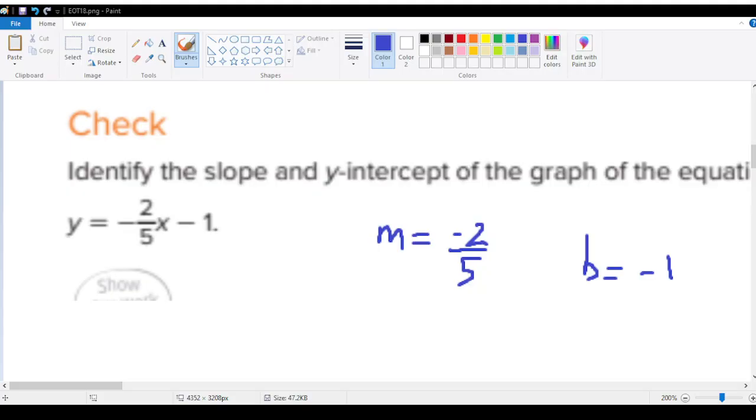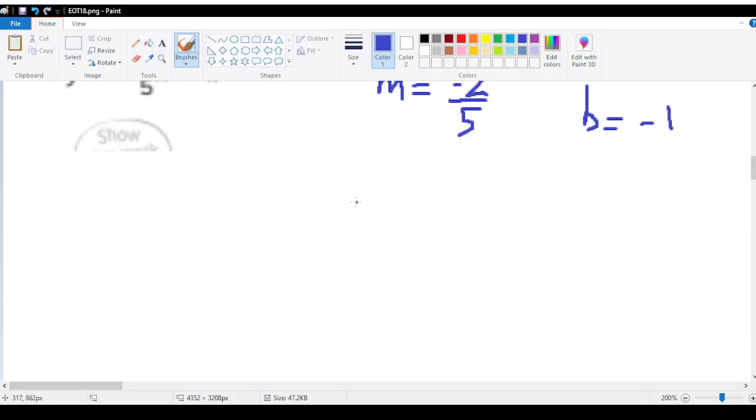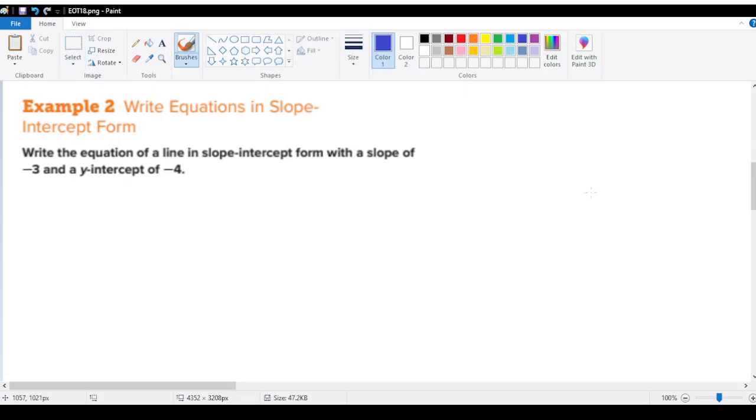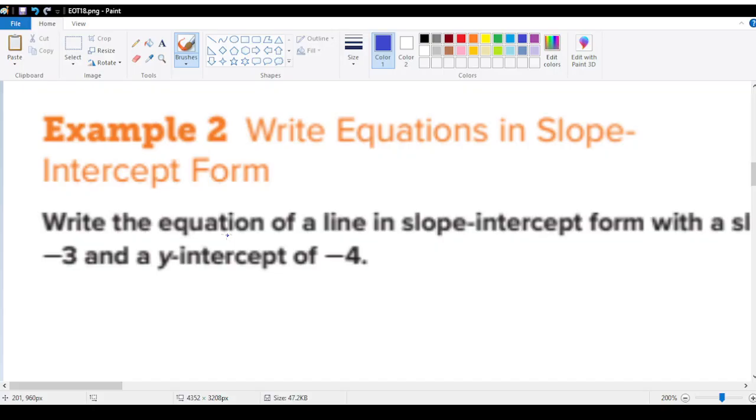Now, in this question, he wants the reverse thing. Let's talk about example number two. Here, can you read it for me, please? Write the equation of a line in slope intercept form with the slope of -3 and y-intercept of -4. Okay, so he wants the formula of slope intercept form.